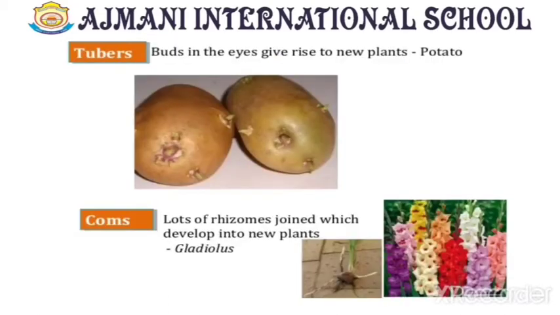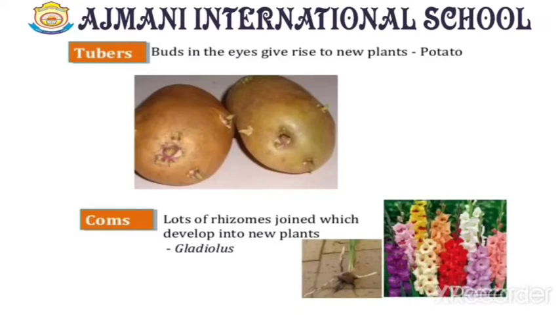The third underground stem is tubers. Tubers have buds which are also known as eyes. Each part of the tuber containing the bud can give rise to a new plant. For example, the tubers of potato and turnip.